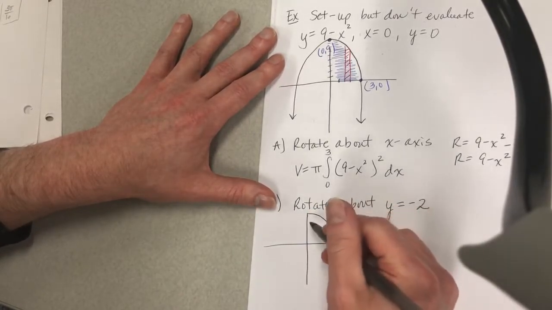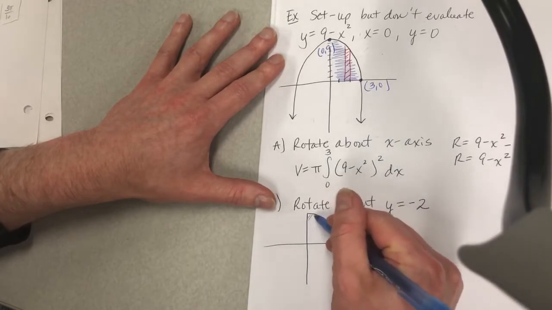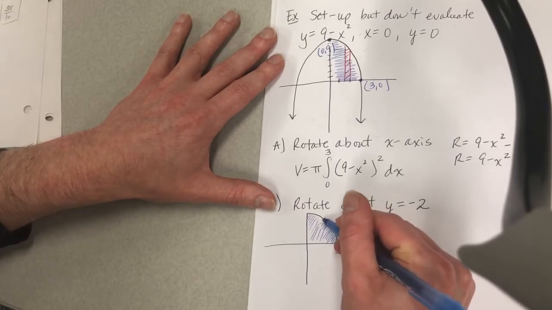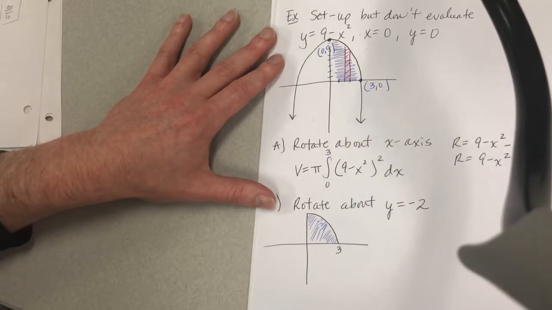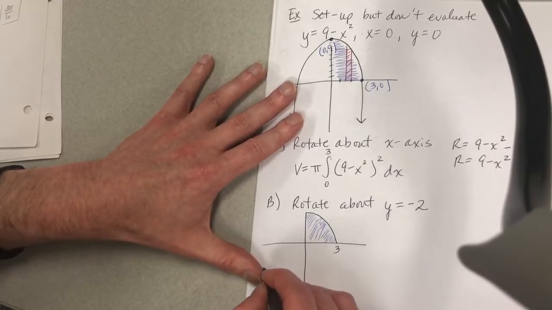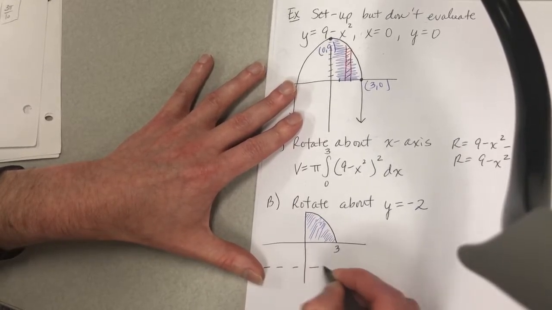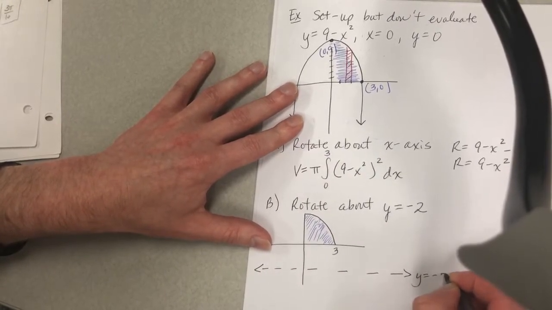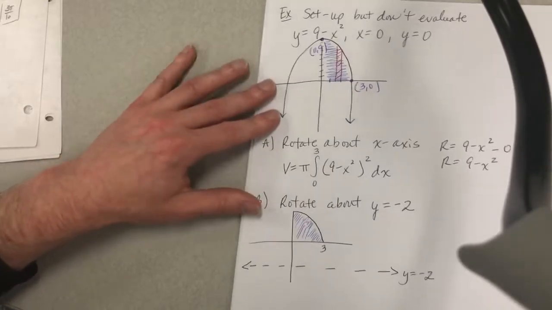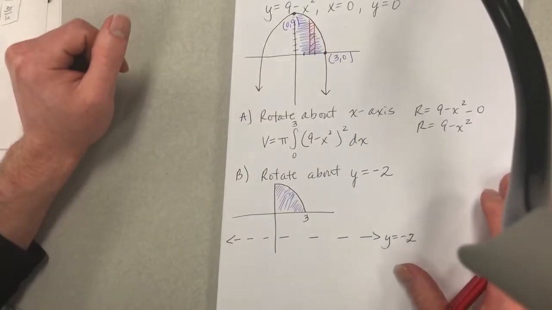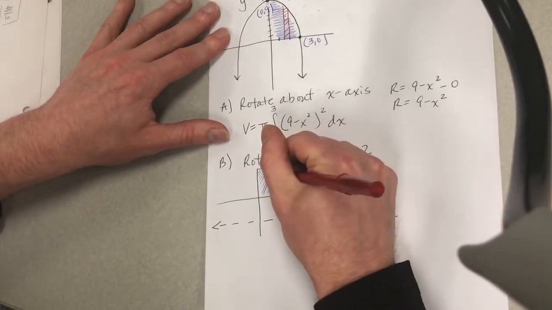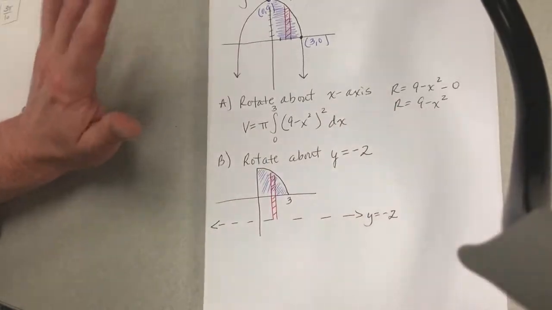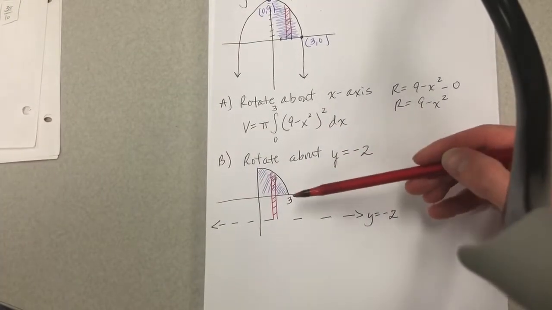Okay, so this is my region. And the line y = -2 is down here, so I'm going to draw a little dashed line. Now, our next step was to draw the ladder perpendicular to the axis of rotation. So our axis of rotation down here looks like that. So there's going to be white space in between the ladder and the region.